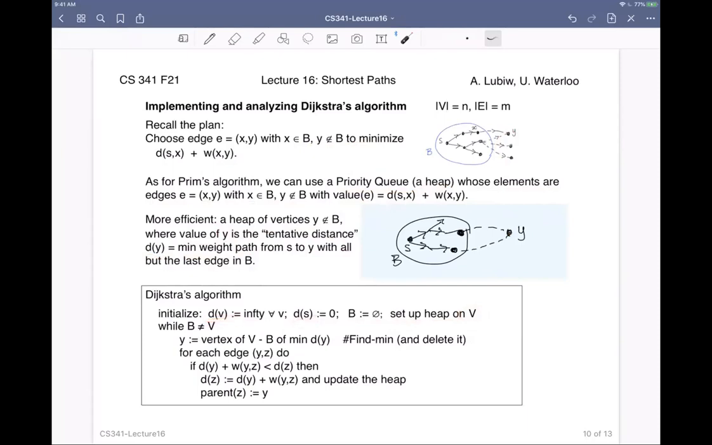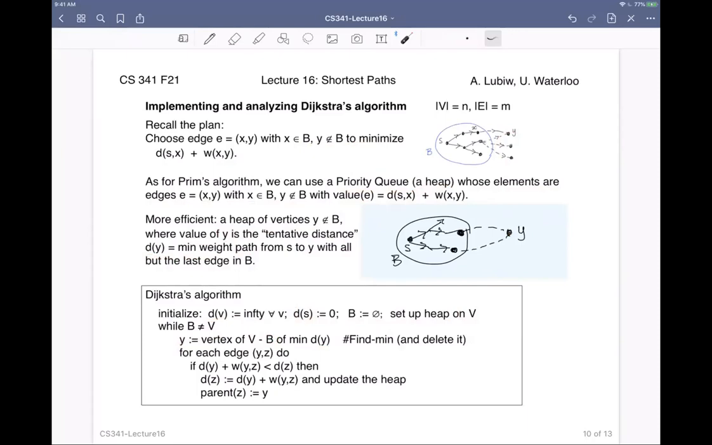Now, while my set B is not the whole set of vertices, I pick a vertex of V minus B that has the minimum D value. In the very first step, what is this going to do? It's going to pick my vertex S. So the very first choice for Y will be the vertex S itself. More generally, I'm using my priority queue and doing a find min operation.